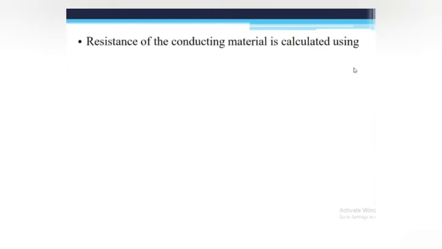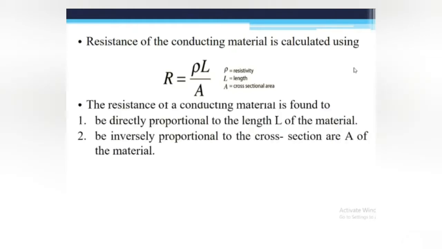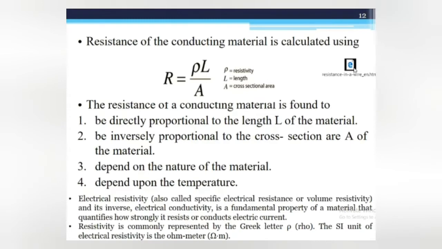Resistance of a conducting material is calculated using R equal to rho L by A, where rho is the resistivity, L is the length, and A is the cross-section area. So the resistance of a conducting material is directly proportional to its length and inversely proportional to its cross-section area. It depends on the nature of the material and also on the temperature. The resistivity is commonly represented by the Greek letter rho, and its unit is ohm meter.